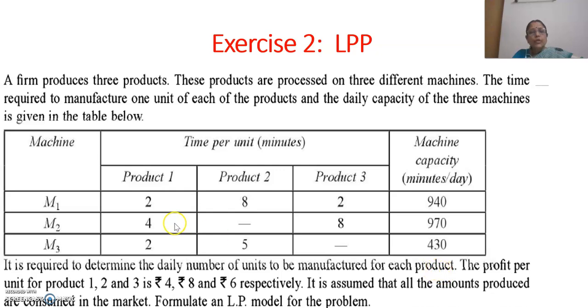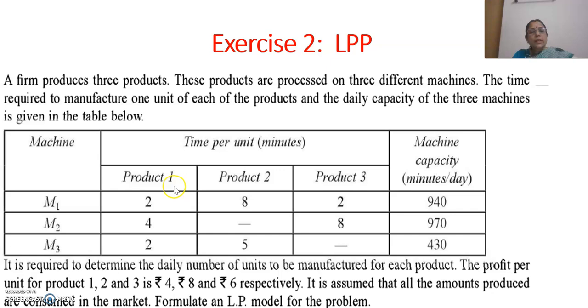That is, the number of units of product 1 you want to manufacture per day, the number of units of product 2 to be manufactured per day, and the number of units of product 3 to be manufactured per day. The profit per unit of each of the products 1, 2 and 3 is given as rupees 4, rupees 8 and rupees 6 respectively.